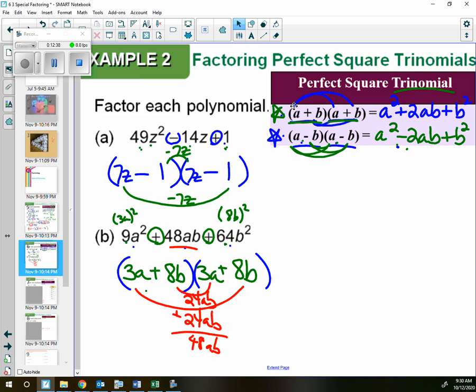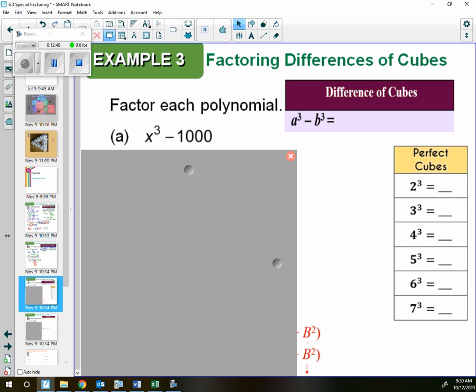All right, the last thing we're going to talk about today is difference and sum of cubes. So we haven't really talked about things that are cubed yet. We've really focused on the squares. So we're going to talk about perfect cubes, difference of cubes and sum of cubes. It would be helpful to have a list here so we can keep track of some perfect cubes so we know what's happening.